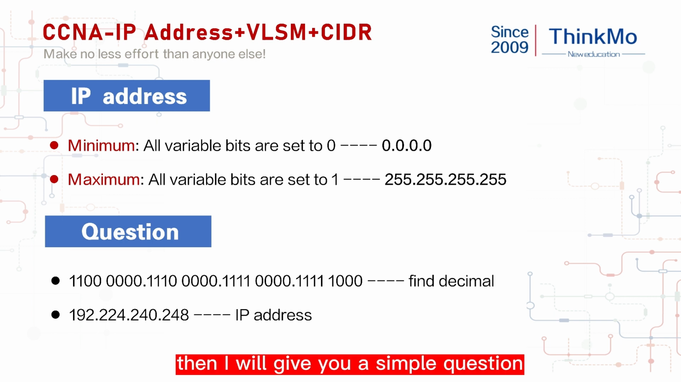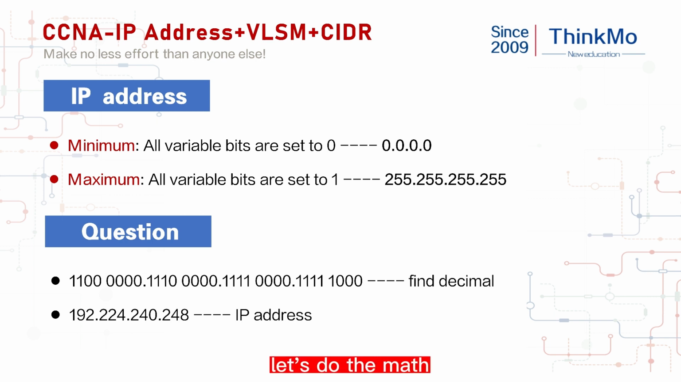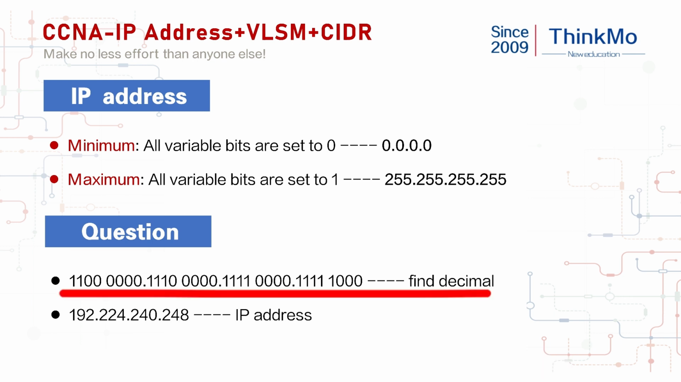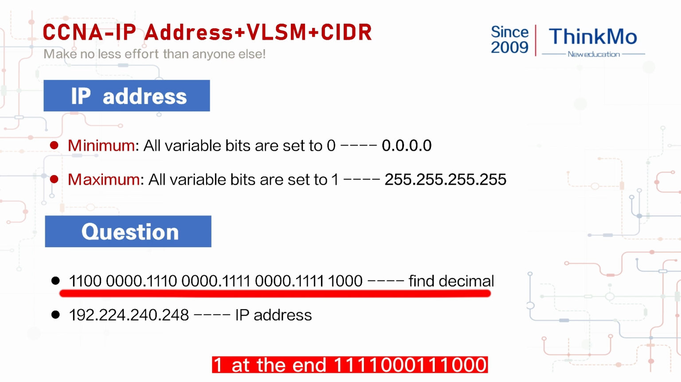Then I will give you a simple question. Let's do the math. And this question is also related to the content of the next part. Let's take a look. 11000000. This is the first. 11100000. Then 11110000. And at the end 11111000. Now it's in binary.